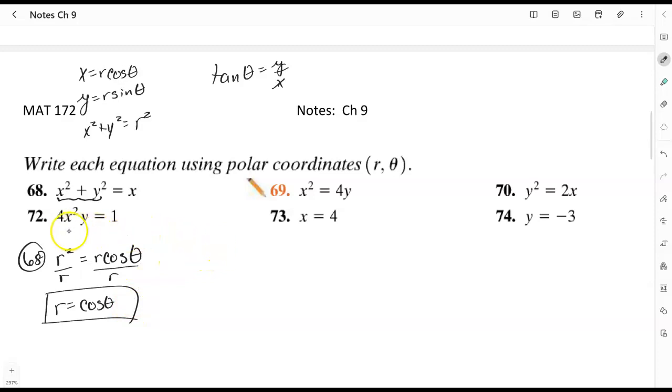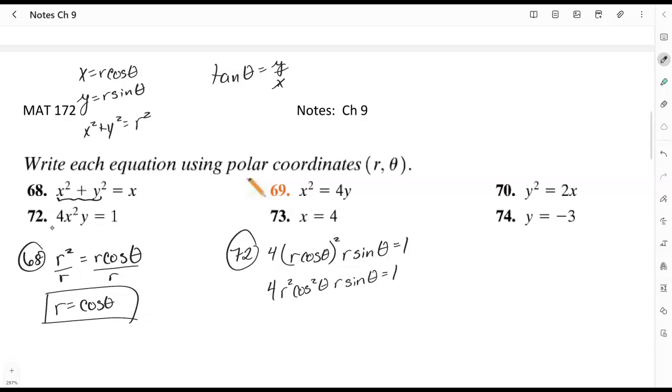Let's do another one. Let's look at number 72. So we have 4x squared y is equal to 1. So we're going to make our substitution for x, which is r cosine of theta. Make our substitution for y, which is r sine of theta. That's going to be equal to 1. So we have 4r squared cosine squared theta times r sine of theta is equal to 1. There's not a lot we can do to simplify this.